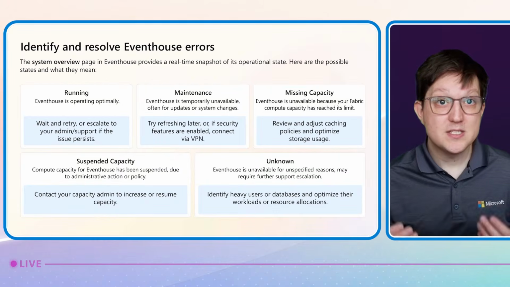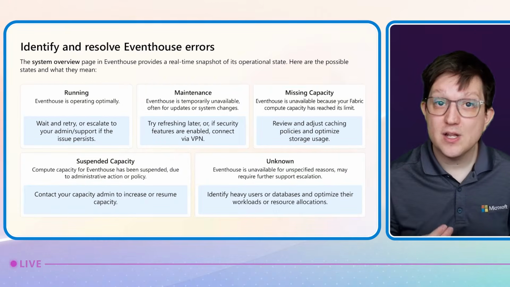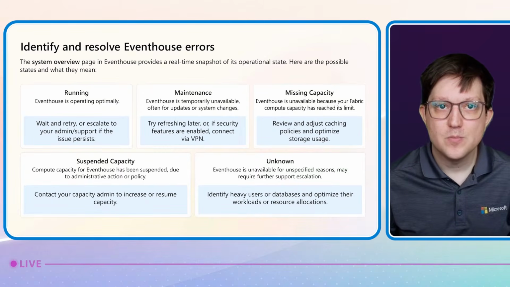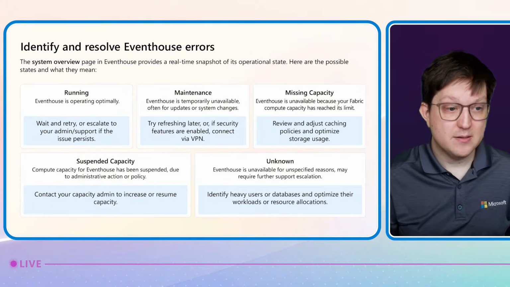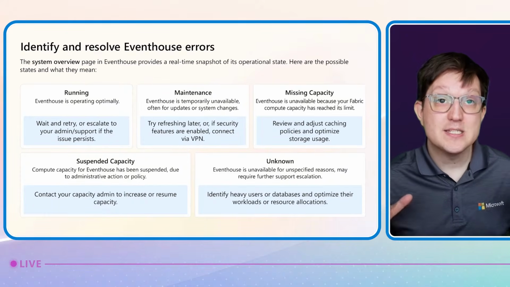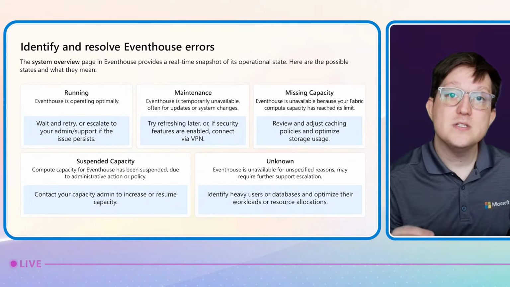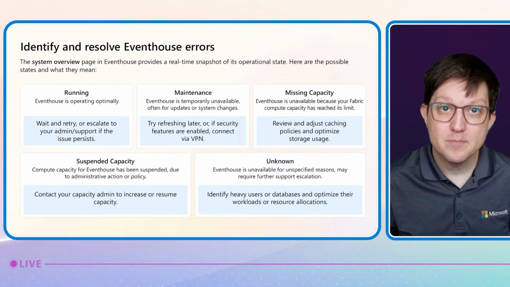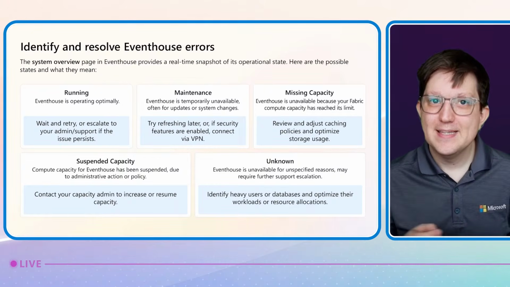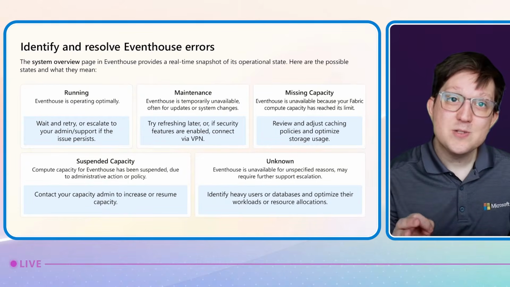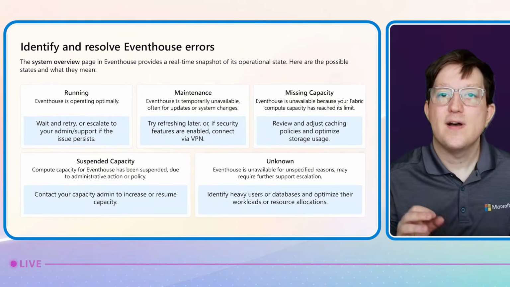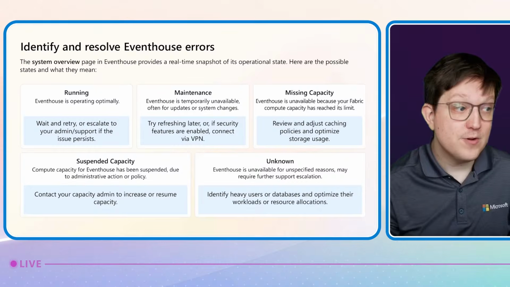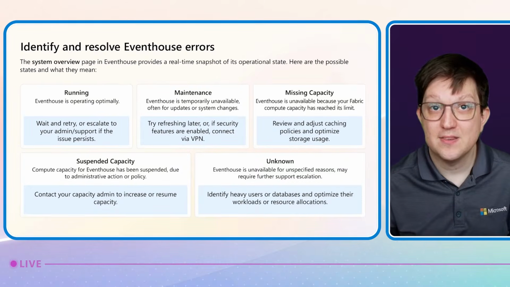Missing capacity means something has hit its limit. We can either refresh later, or we need to go and check details around how this is potentially working. Next, suspended capacity. We've hit a limit and our admin has actually put a policy in place. We need to contact our capacity admin to understand if it's possible to either increase or resume that capacity. An unknown? Well, this is exactly as it sounds. The best way is to escalate and start trying to identify heavy users to optimize their workload. It may be as simple as a resource allocation, over-consuming it, and preventing others from accessing it there.